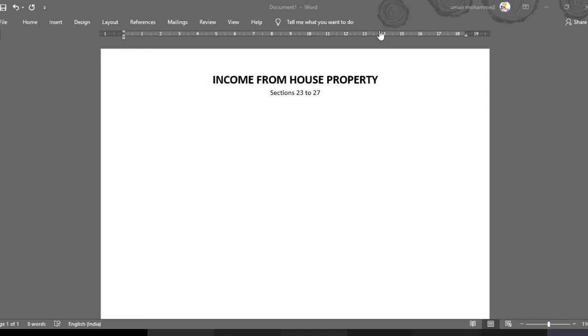So the rent I'm getting from this vacant plot, which is being used for parking of vehicles, is this income from house property or not? Some more transactions. Let's assume you have a house, it's your own house, you're staying in that.